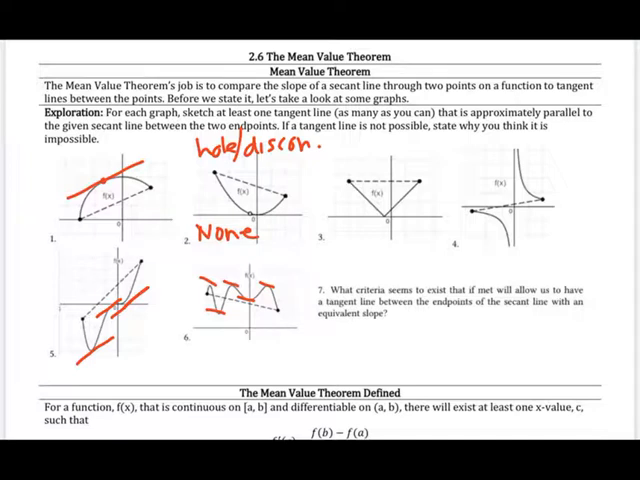On number three, the only place where it seems like we could potentially draw a tangent line would be along the x-axis, and this graph looks like it has a sharp turn there, which means it would not be differentiable, so we wouldn't be able to have a tangent line. So none here because of this sharp turn.